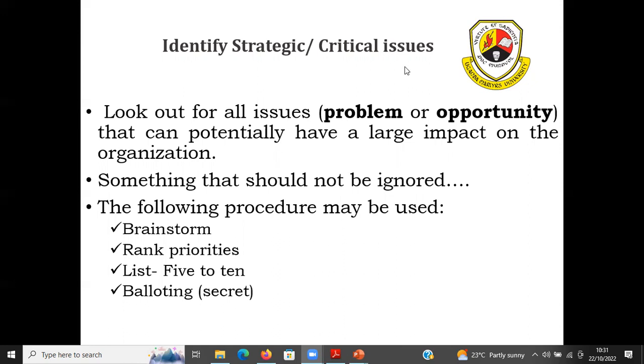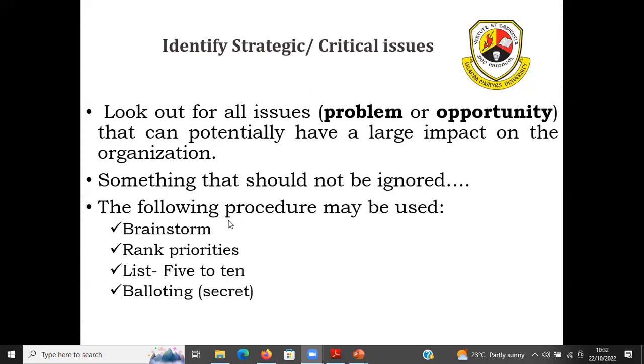Identifying strategic or critical issues. So here we are looking at problems or opportunities. The problems or opportunities are assessed from both the internal evaluation and the external evaluation. Not every strategic issue we shall grab onto is a problem. It could be an opportunity that is presenting itself to you, and you haven't taken advantage of it. It is something that should not be ignored.